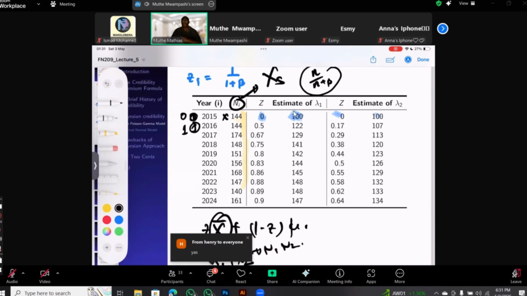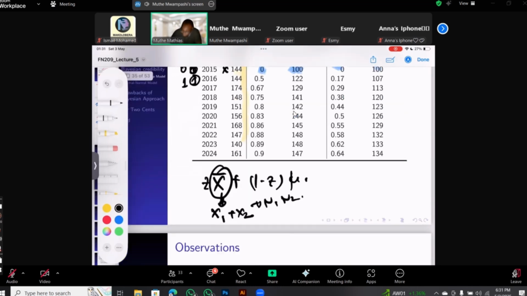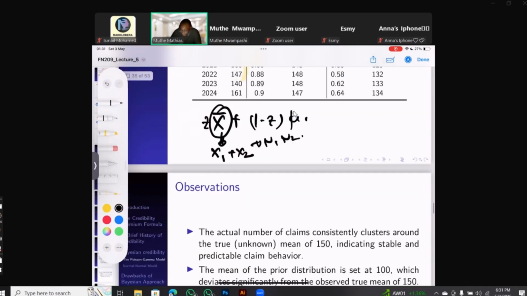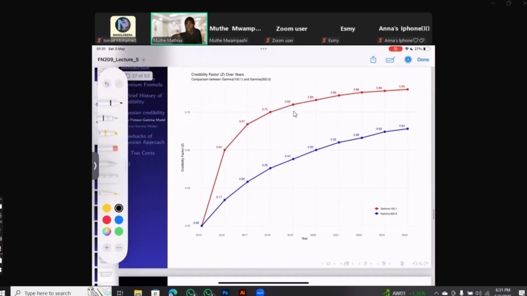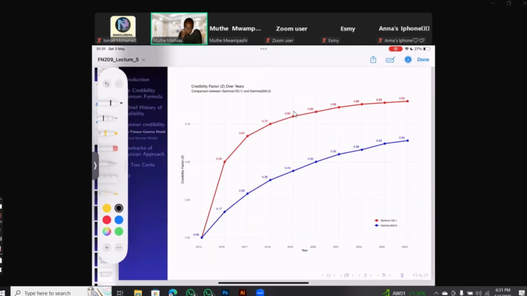Try to fill this table here. It's a very simple table. I have asked this question several times. I like this question because here, this is actually the information plotted from that table. Maybe it will be much easier to follow from this figure here. So you can see here there are two things. There is the credibility factor, which is Z, and then you can see here the two assumptions.